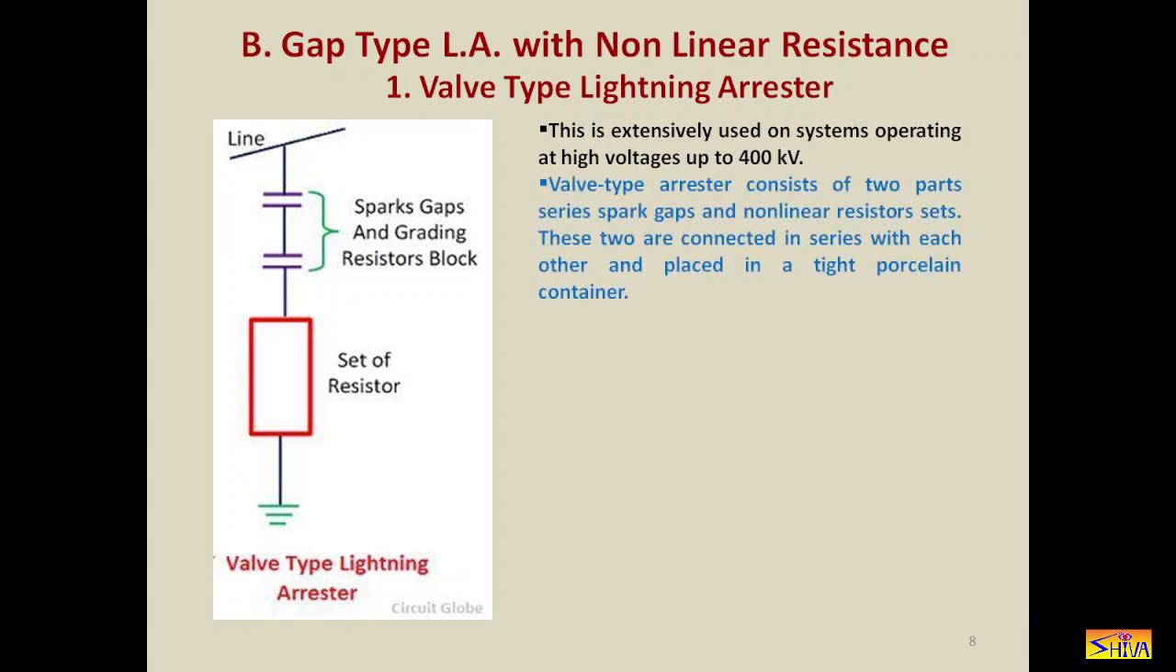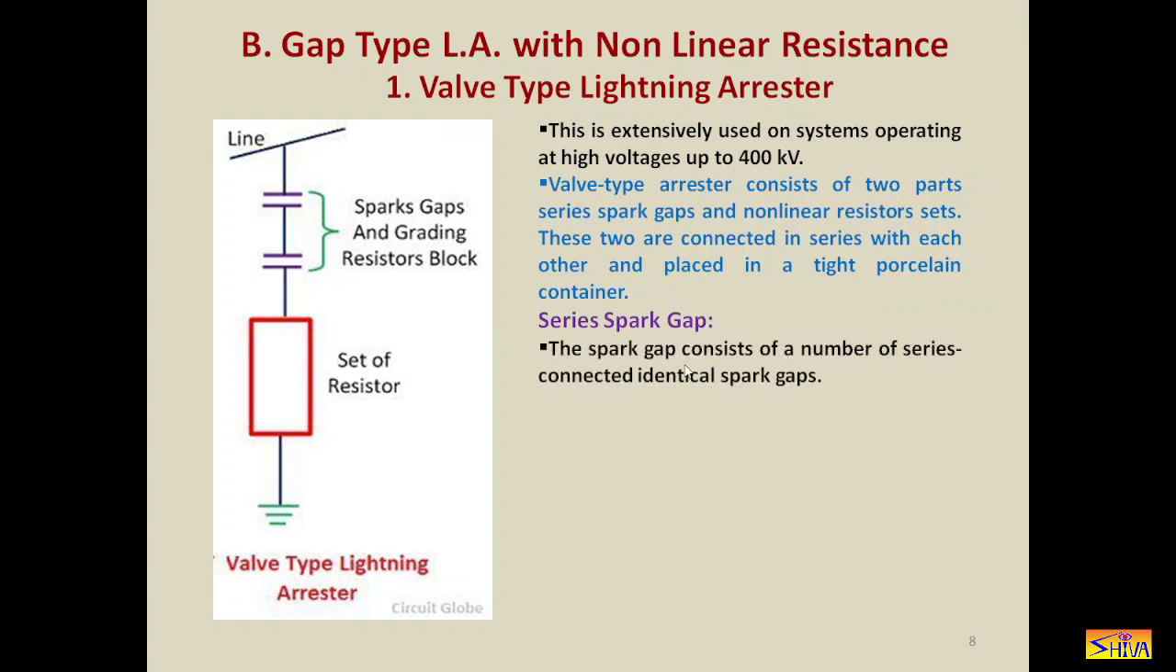Valve type arrestor consists of two parts. Number 1, series spark gaps, and number 2, non-linear resistor sets. And these two are connected in series with each other and placed in a tight porcelain container. Now let us see the construction in detail. So when we go for the construction, there are two components. One is series spark gap. The spark gap consists of a number of series connected identical spark gaps. You can see here, the number of spark gaps can be increased and can be up to 10.